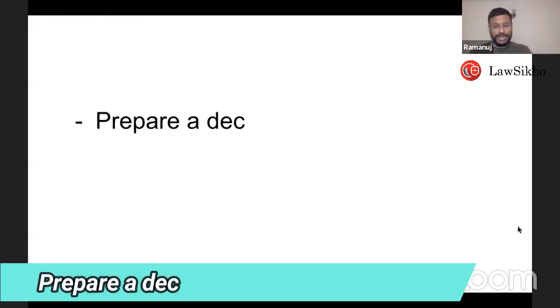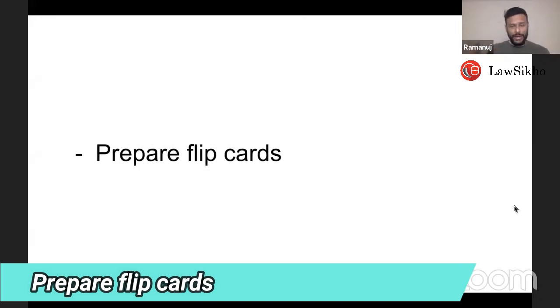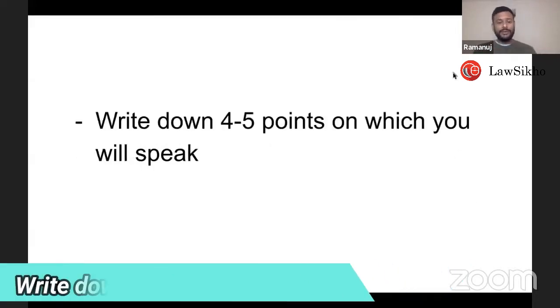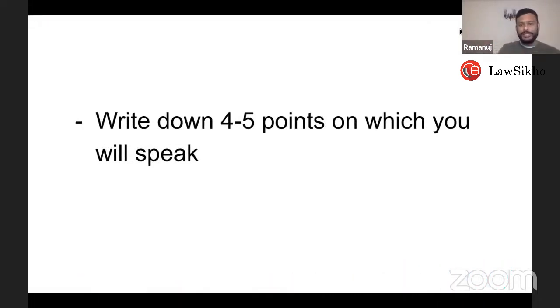You can prepare a slide deck. You can prepare flipping cards, pointer cards. You can write down 4 or 5 points on a piece of paper on which you are going to speak, and that is enough. You just have to write a few points. For example, if I am going to give a speech on, I don't know, democracy, I can decide, okay, these are the 4 questions which are very important about democracy, and I'm going to answer only these questions. So I just need to remember these questions, and in sequence.